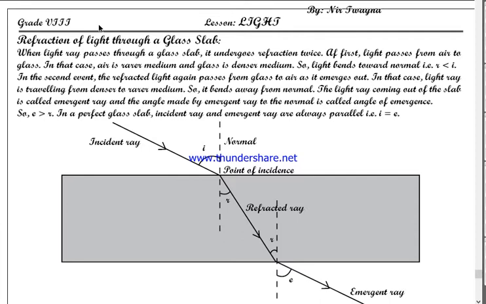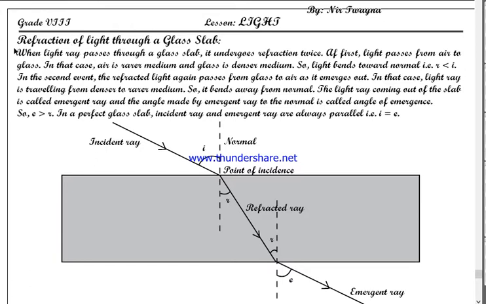Yes, and in our previous class we studied refraction of light. Well, refraction means bending of light. When light enters from one medium to another medium, it bends. Okay, that was what we studied in our previous class. Now today we are going to study specific cases of refraction of light.